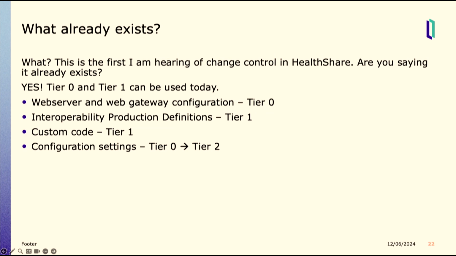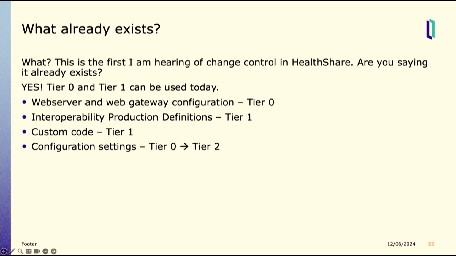Tier 0 is where you manually document the changes you're making. And so for a lot of HealthShare configuration, that's currently what we have. Tier 1 is really just source control of your code. So you write custom code, say custom SDA extensions, anything in the HS custom database, all that would be under Tier 1. Interoperability productions can be exported as classes, so that again falls under Tier 1.